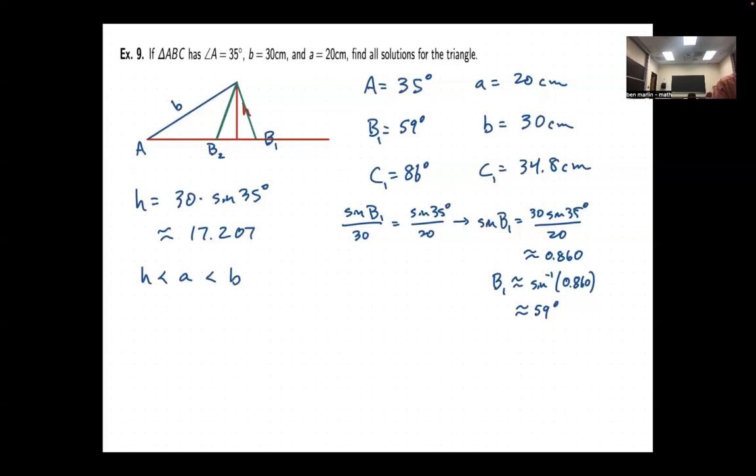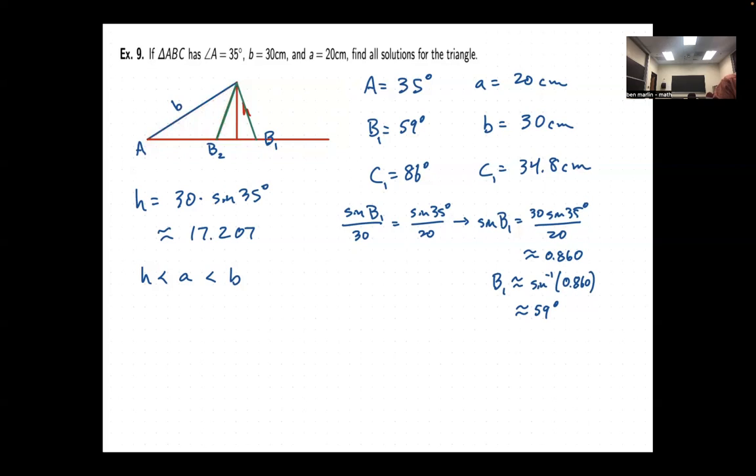And then we just do our sanity check to see, is the largest side opposite the largest angle? It is. Is the smallest side opposite the smallest angle? It is. So hopefully your calculations are right otherwise. All right. So that is figuring out this triangle here.